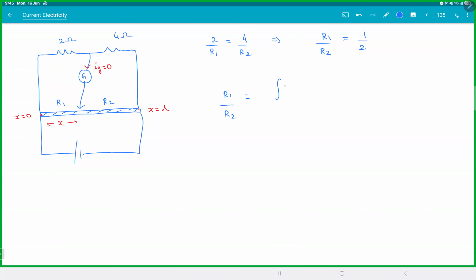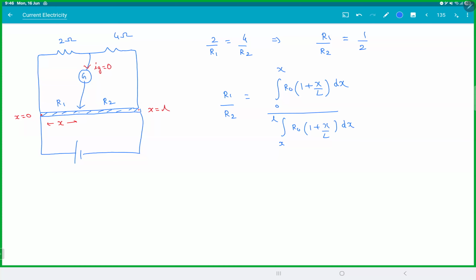Integration, everyone. Variable resistance. So it is R naught into 1 plus X by L into dx. Isn't it? But R1 is what? From 0 to X. What is R2? R2 is also the same, 1 plus x by L into dx. The limits will change. So R2 is the resistance from x to L. So limits will go from x to L. Getting the difference?